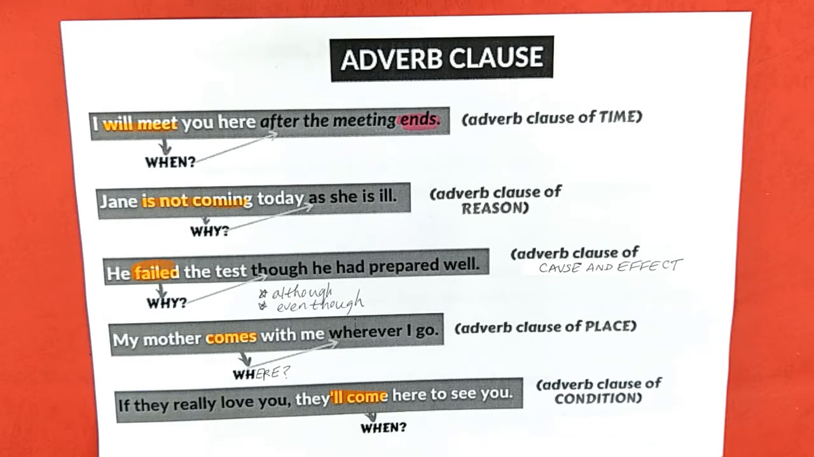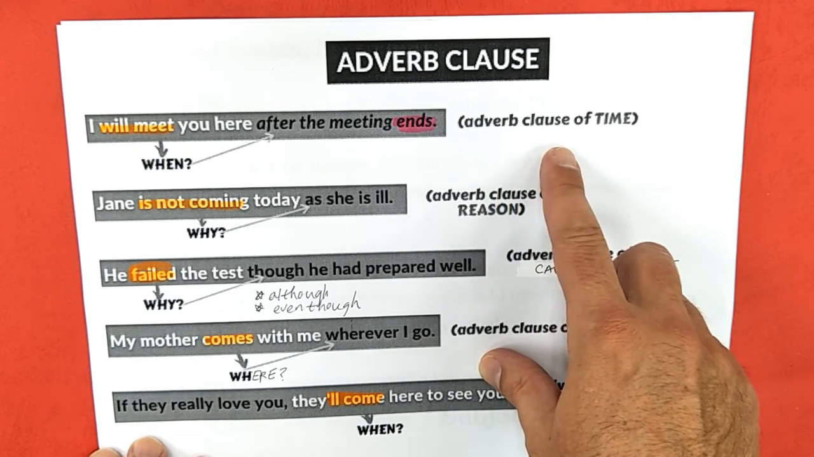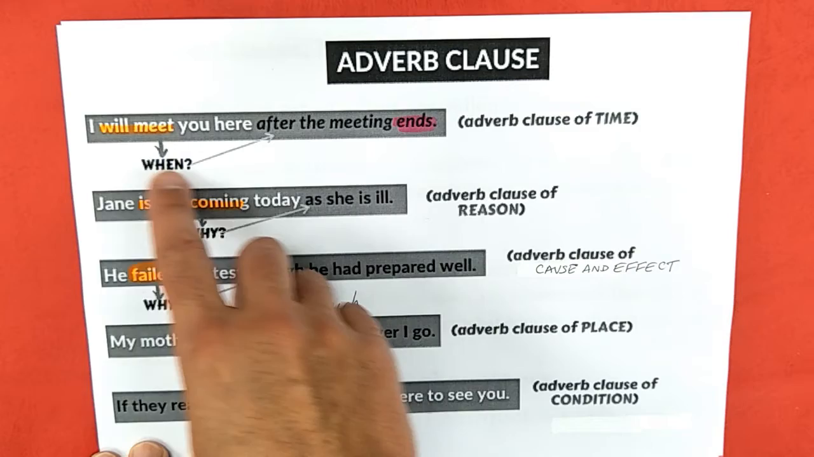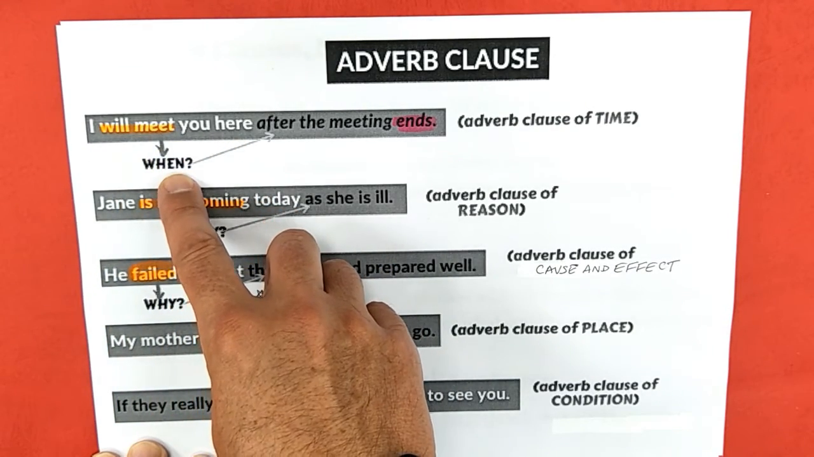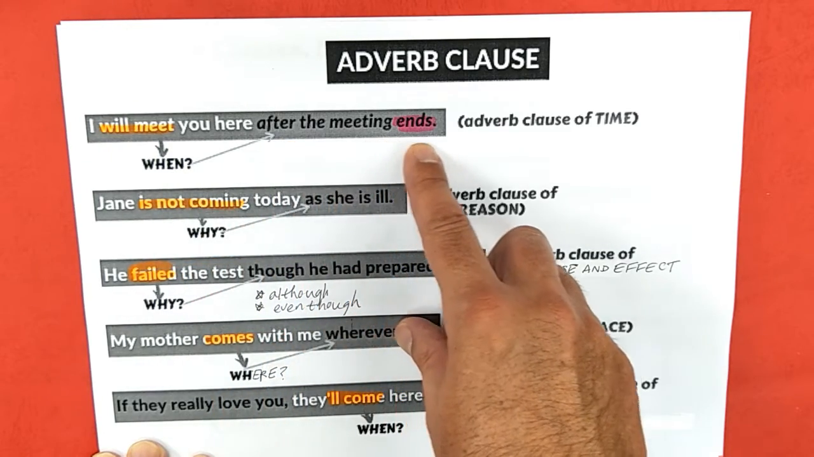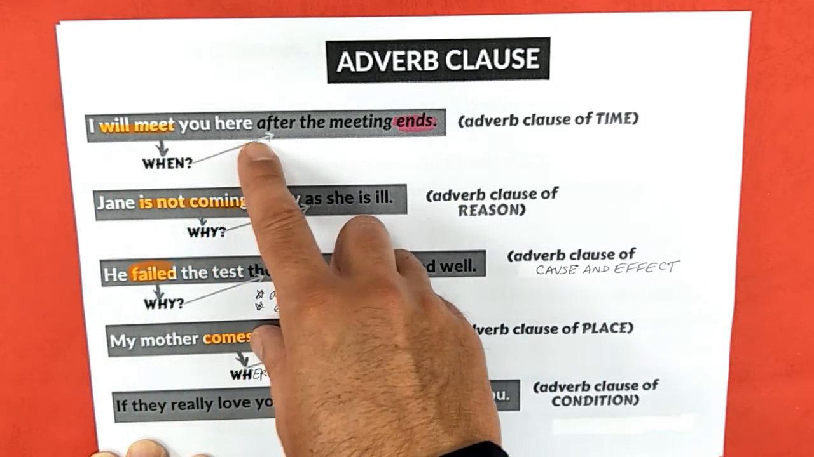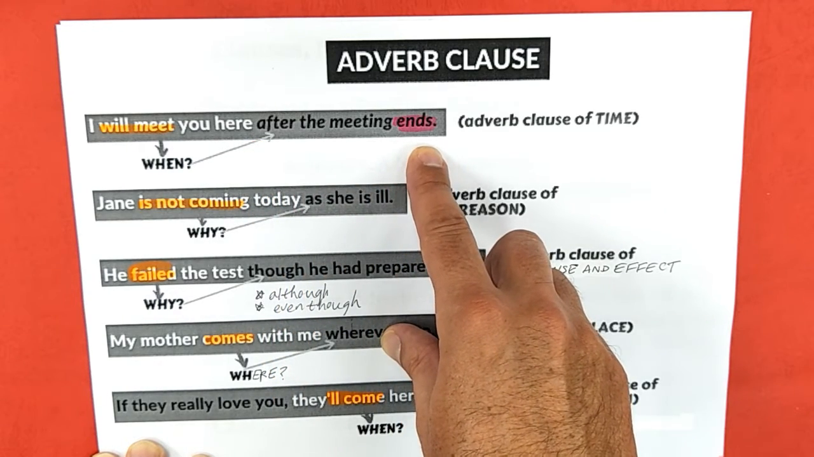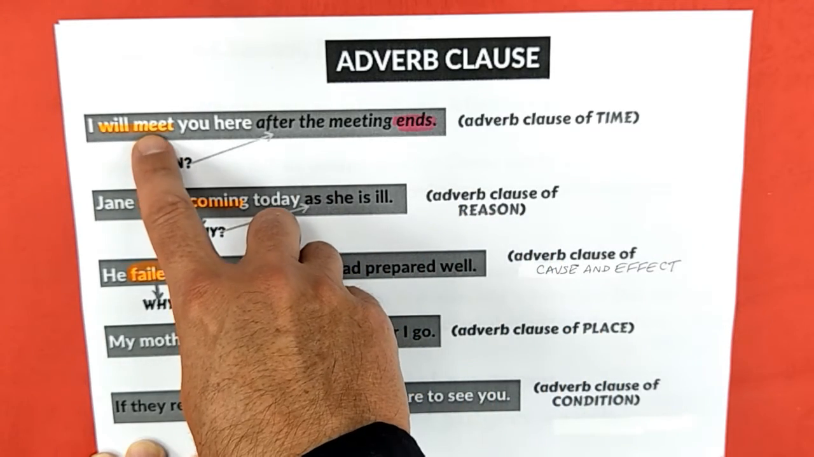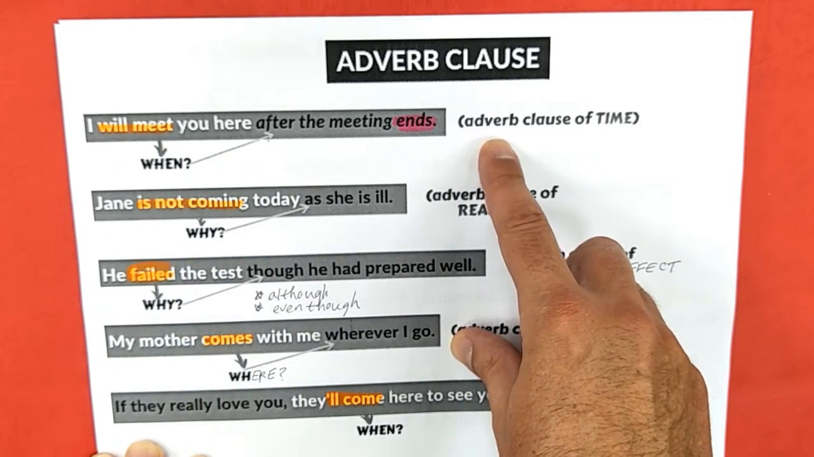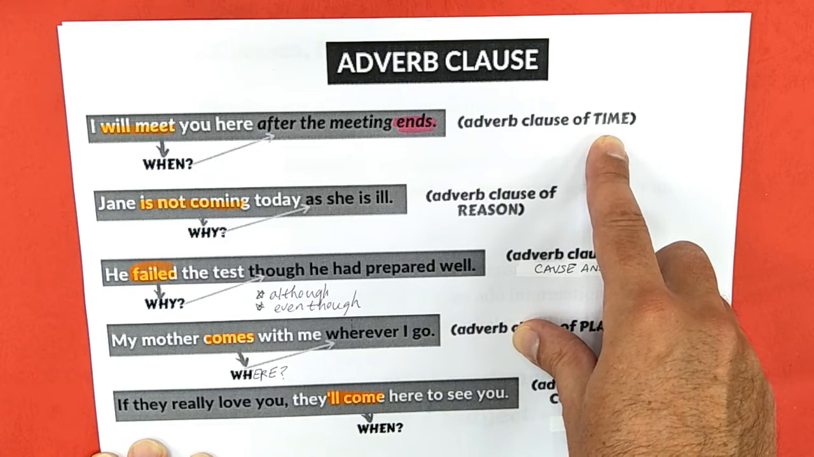Okay kids. Let's take a look at some adverb clauses. There are different types of adverb clauses. The first one, adverb clause of time. I will meet you here. We'll meet when? After the meeting ends. I will meet you here after the meeting ends. After the meeting ends tells you when you will meet. That is called an adverb clause of time.